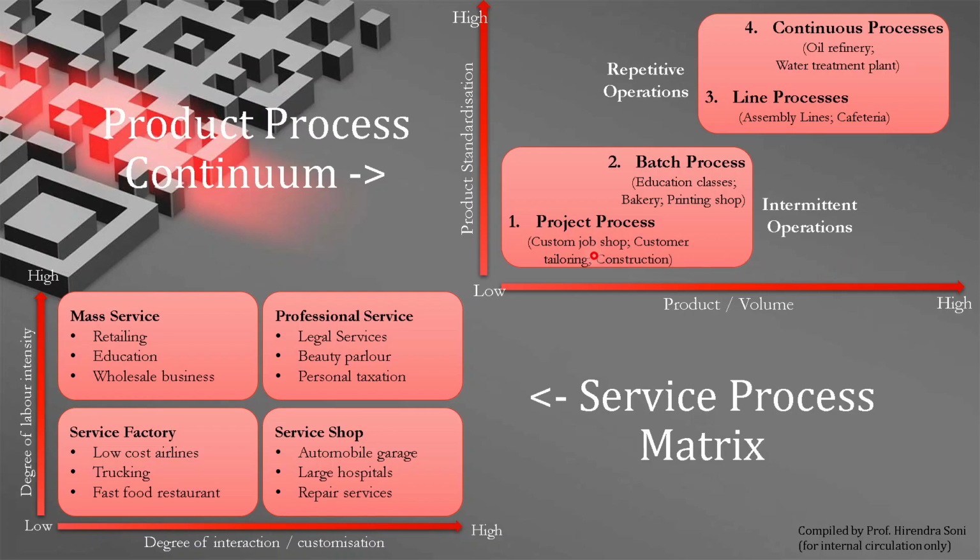On similar lines, when we look at the service process matrix, there are four aspects to it. The way we talked about project, batch, line, and continuous for products, similarly here we have service factory, service shop, professional service, and mass service. Project process and batch processes are very much intermittent in nature, but line processes and continuous processes are repetitive in nature.